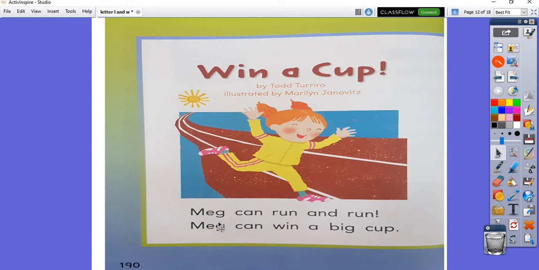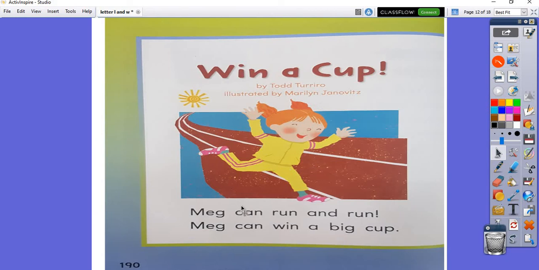M-E-G. Meg. Meg can run and run. The girl name is Meg. Meg can run and run. Meg can win a big cup.